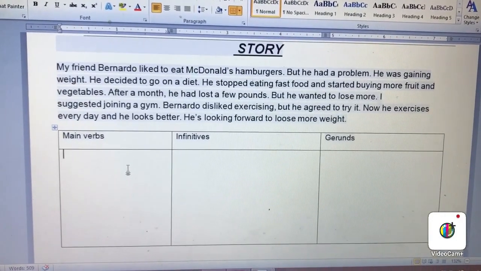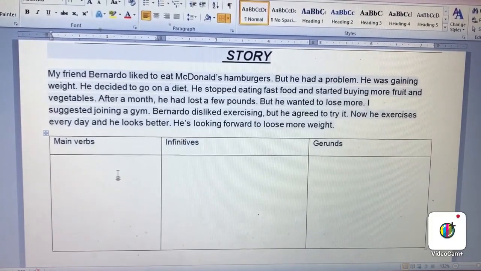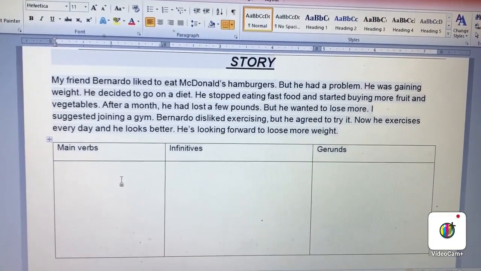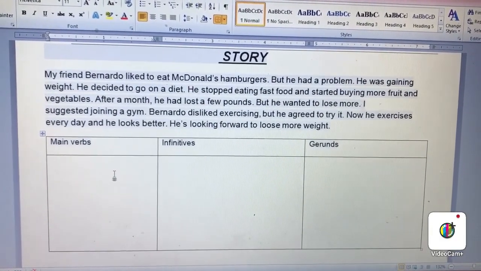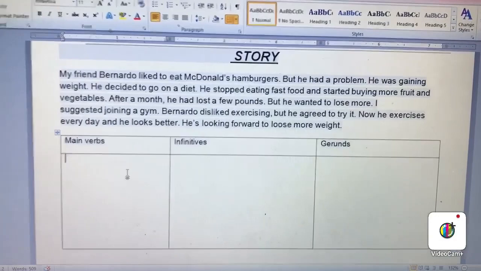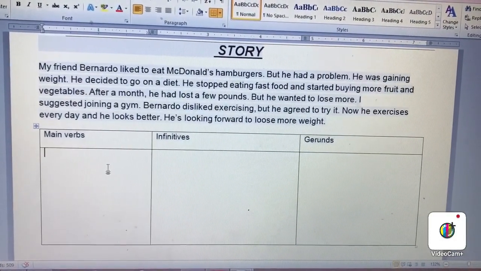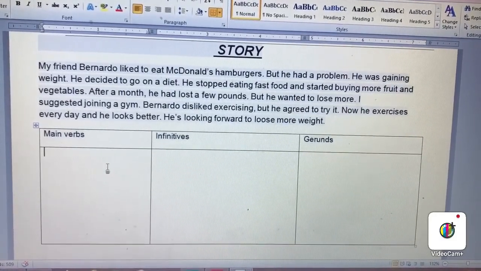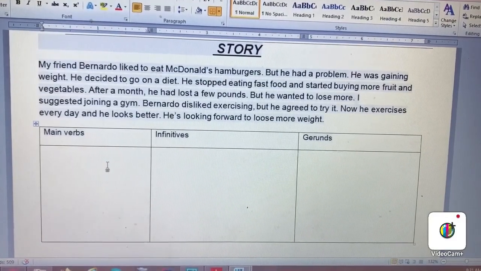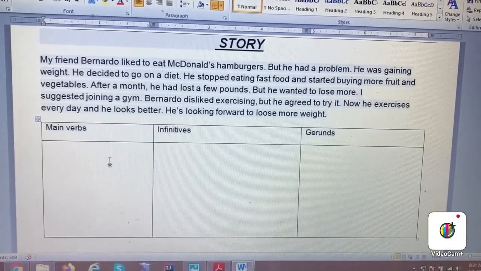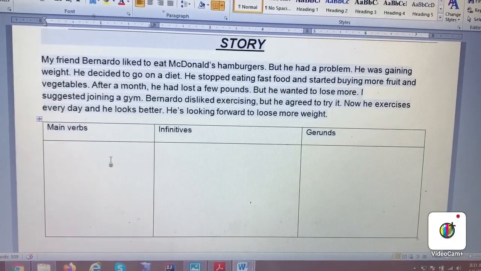To understand infinitives and gerunds better, we are having a story here. Let's read it. My friend Fernando liked to eat McDonald's hamburgers, but he had a problem. He was gaining weight. He decided to go on a diet. He stopped eating fast food and started buying more fruit and vegetables. After a month, he had lost a few pounds, but he wanted to lose more.